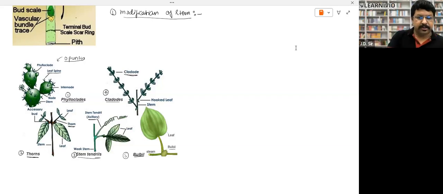Okay, so please start writing one by one, because you will get this question. Phylloclade is very important. Phylloclade, thorn and tendril are very important. They can be asked in your school examination as a 2-marker question. If it is a 2-marker question, then along with the diagram, you have to write something. So first, please start with the modifications. First one is phylloclade.